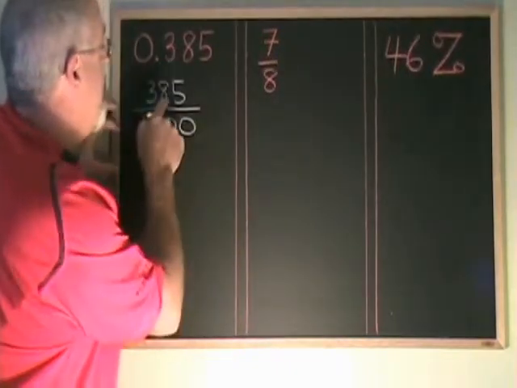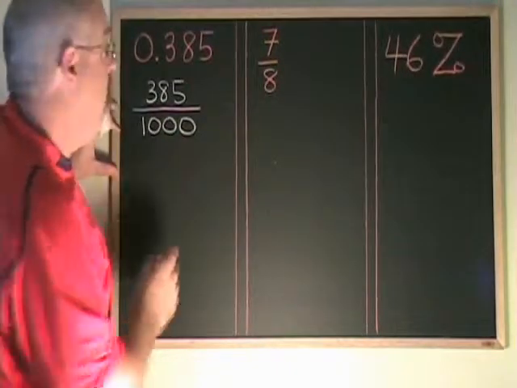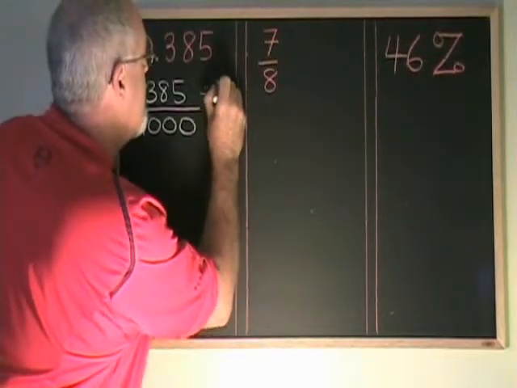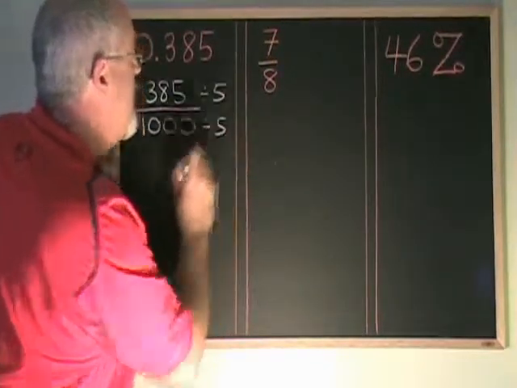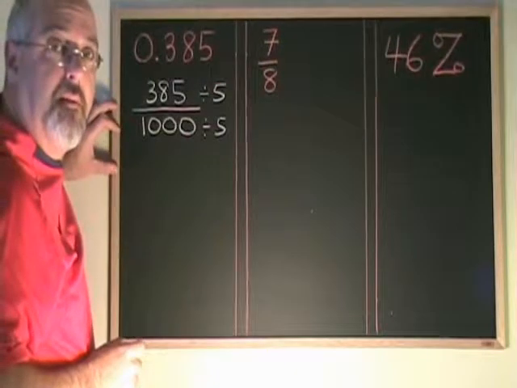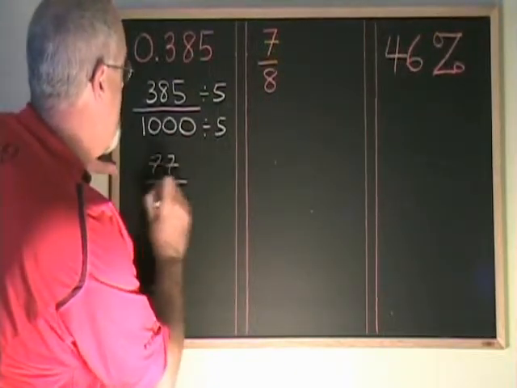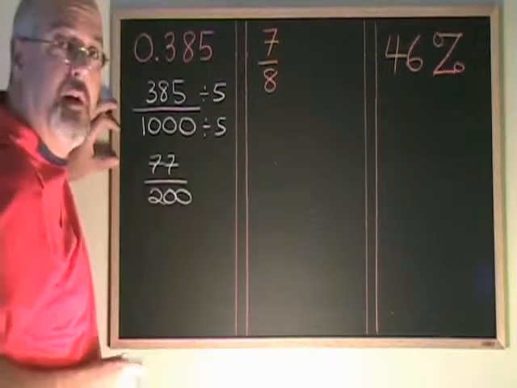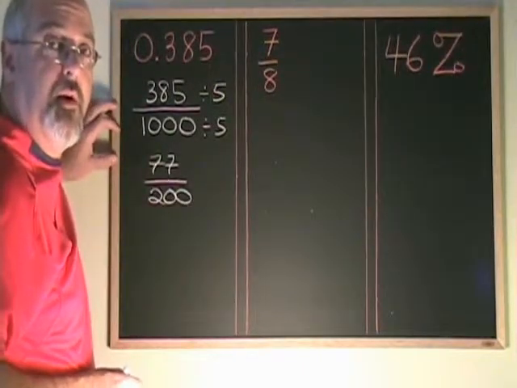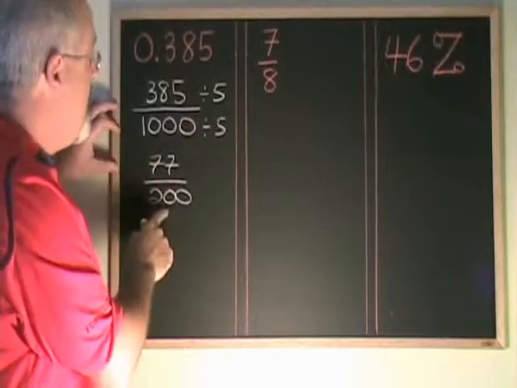We have now converted 0.385 into a fraction, but this fraction can be reduced, so we will do that. Both the top and the bottom have a common factor of 5. So I will divide both the top and bottom by 5. I get 77 over 200, which cannot be reduced anymore.